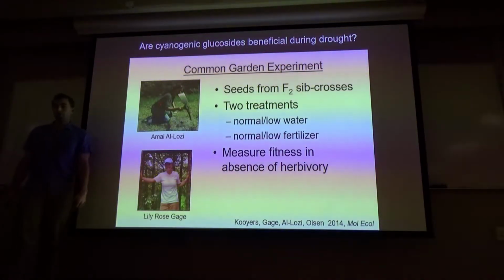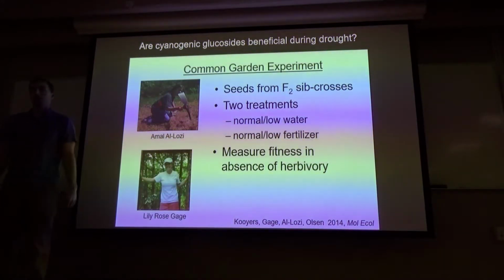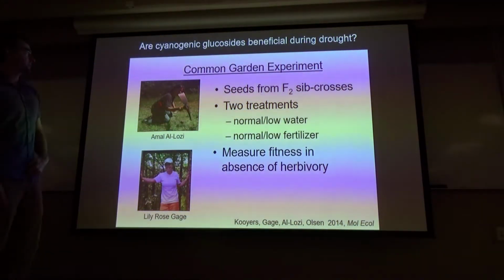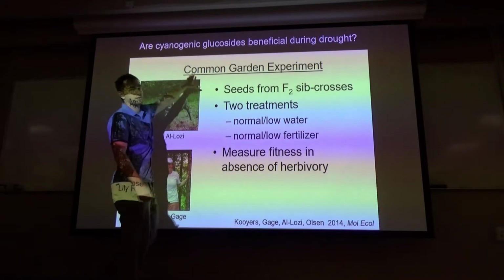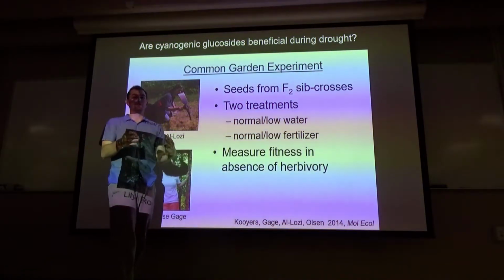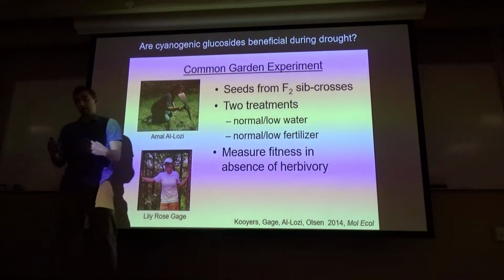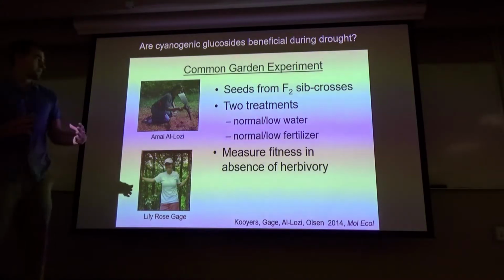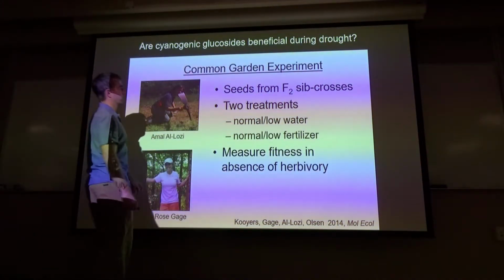So what do we do when we think we see a pattern? We go out and we test it with an experimental manipulation. In this case, we're doing a common garden experiment. We're bringing all of these different genotypes into a single garden and looking at how they do in terms of fitness in the absence of herbivory.